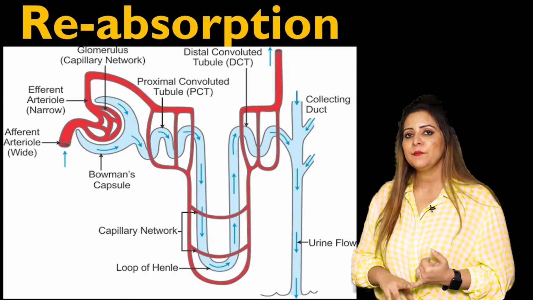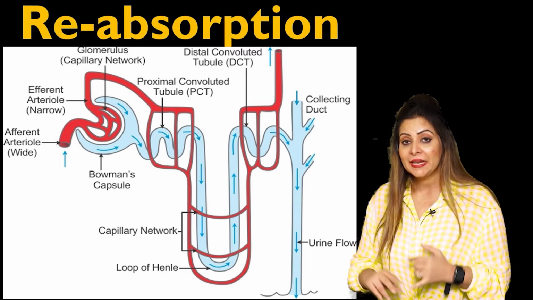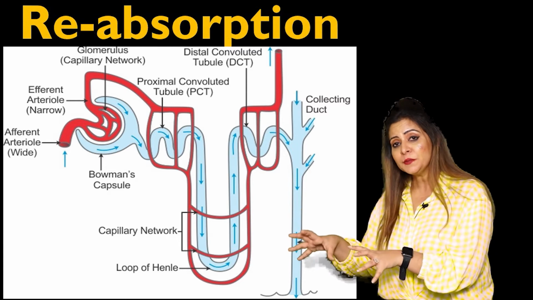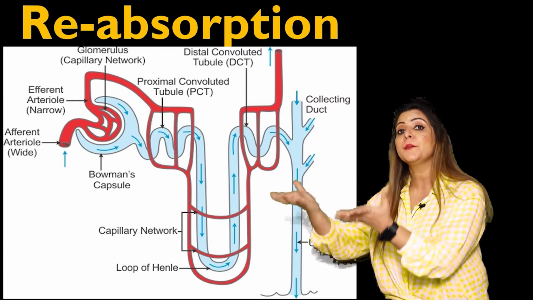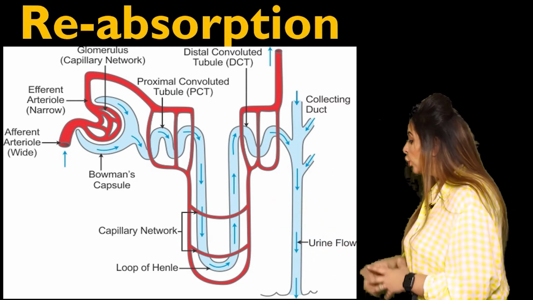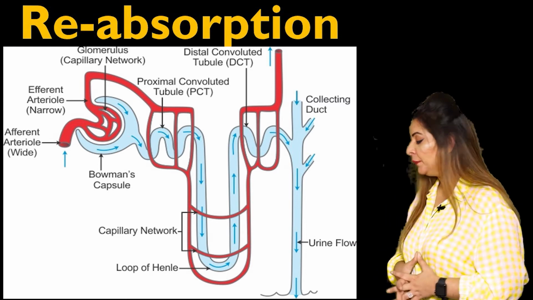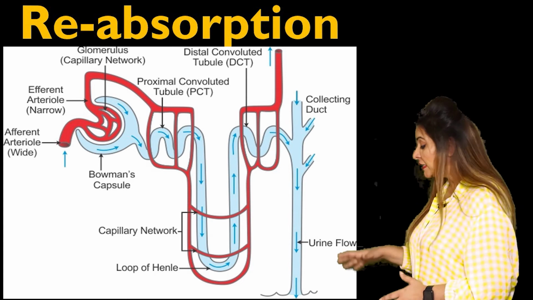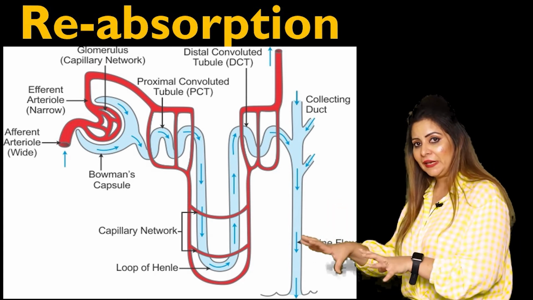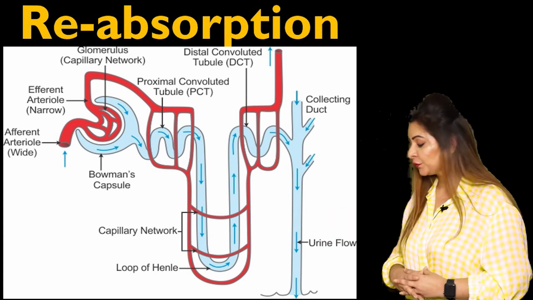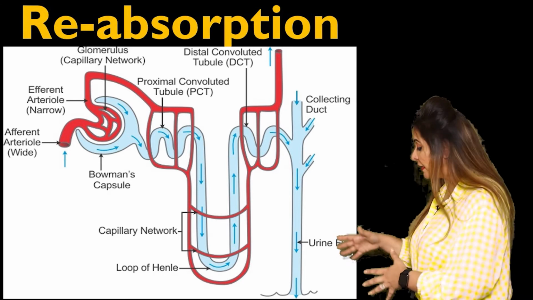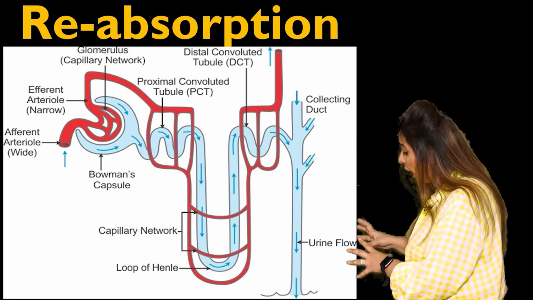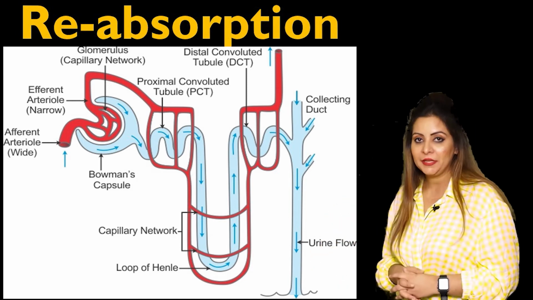Now the second step we know is the reabsorption. As the name suggests, a few substances are going to be reabsorbed now. So during reabsorption, what happens? The substances which reach the loop of Henle consist of useful as well as non-useful substances. So the substances which are present in the loop of Henle and can be utilized by the body are put back into the capillary blood.